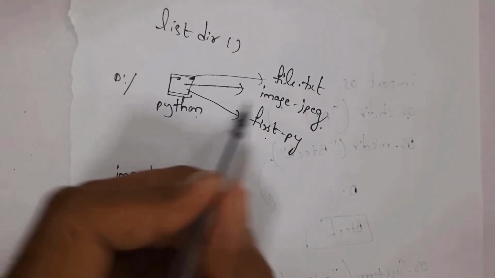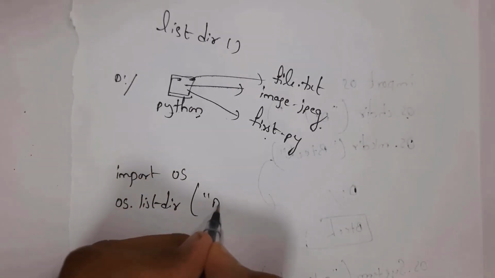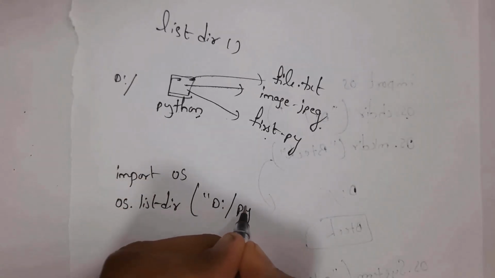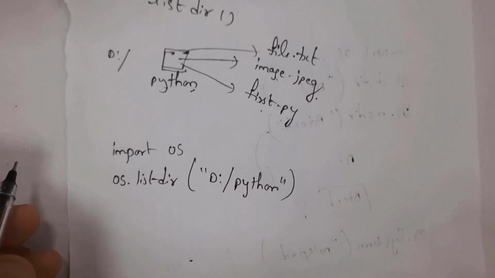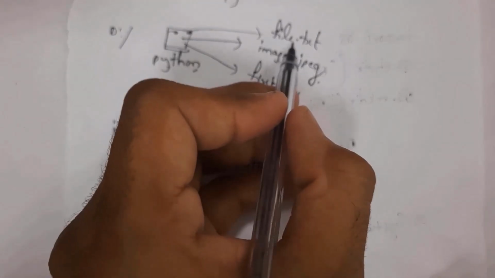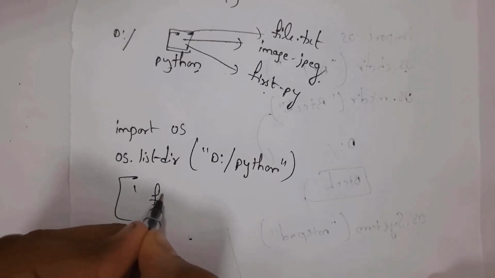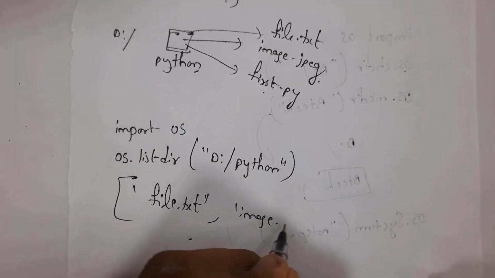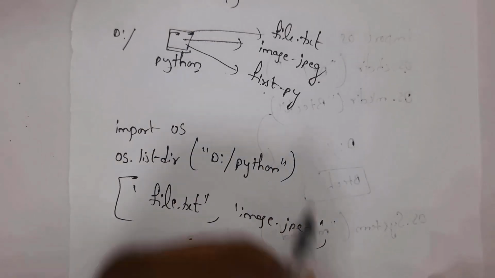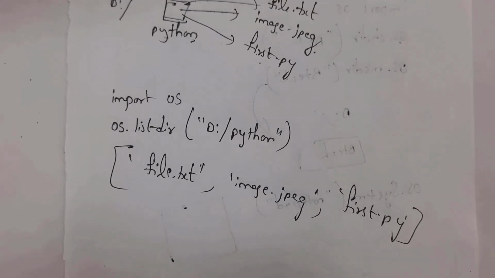Just write here os.listdir. I want to check what files are present in the Python folder which is present in local disk D. So just write here D and this folder name is Python. Whenever you write this line of code and click enter, you will get output. Total there are 3 files. It will represent output in the form of a list. So inside square brackets you will get output, that is file.txt in single quotations, comma, image.jpeg and the other file is first.py. These are 3 files, and it represents output in the form of a list.